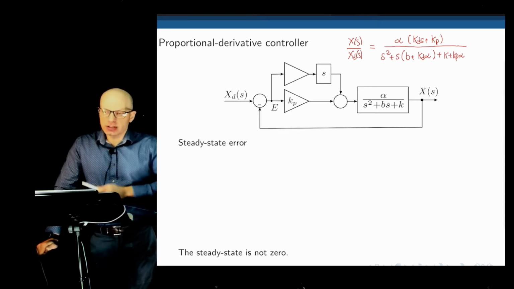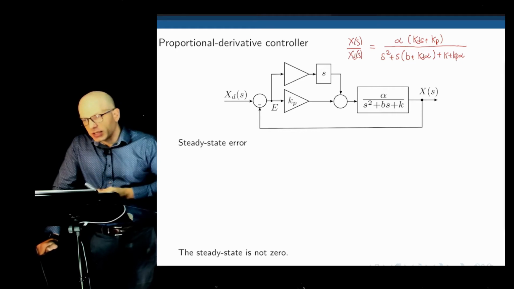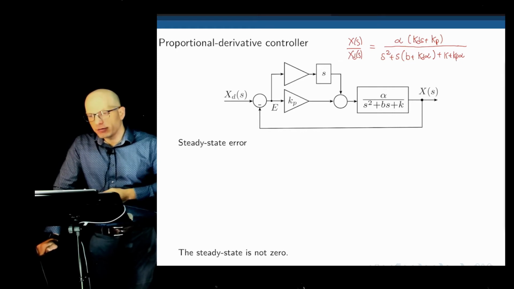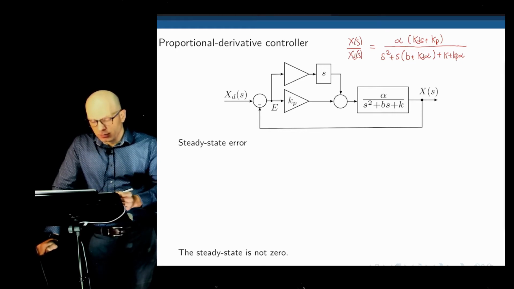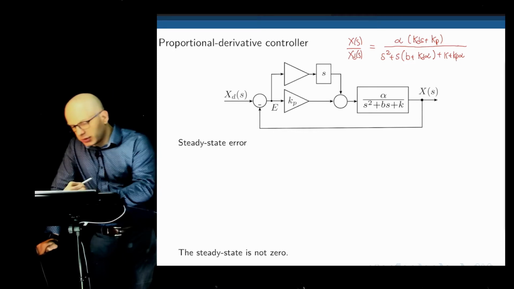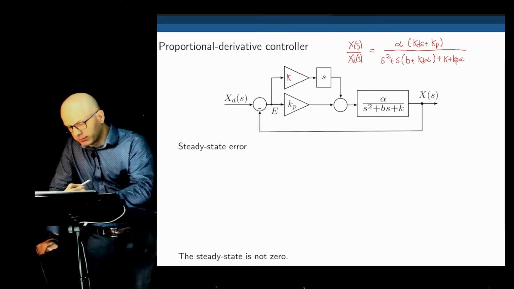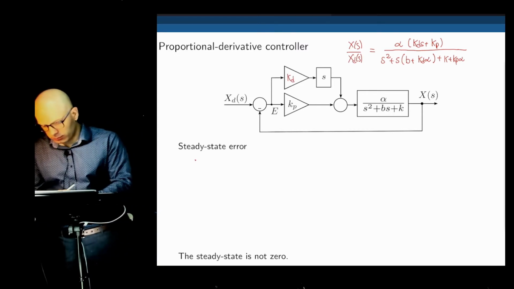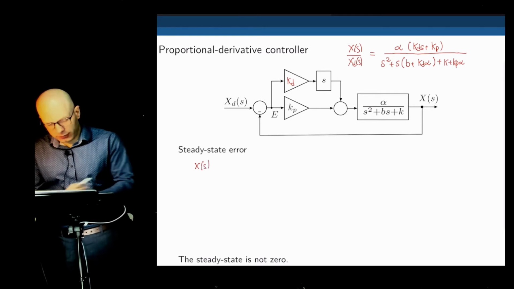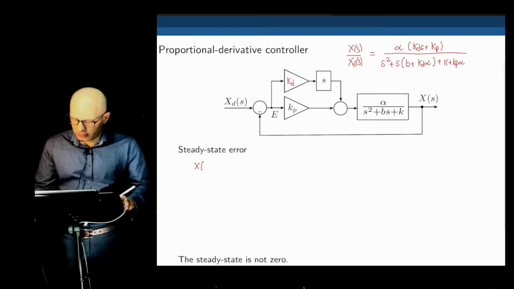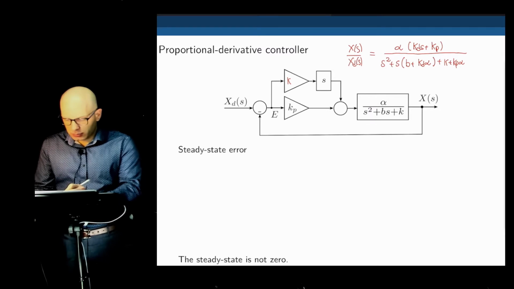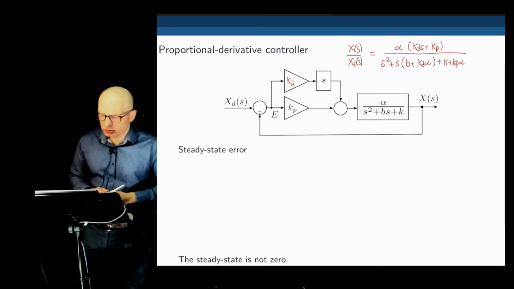So I told you that it doesn't do anything in a steady state. So let's calculate the steady state error. And if I'm right, the steady state error should not be a function of KD. So the transfer function for this closed loop system, x of s over xd of s, I already gave it there. That's simply the closed loop transfer function. You know how to calculate that now.